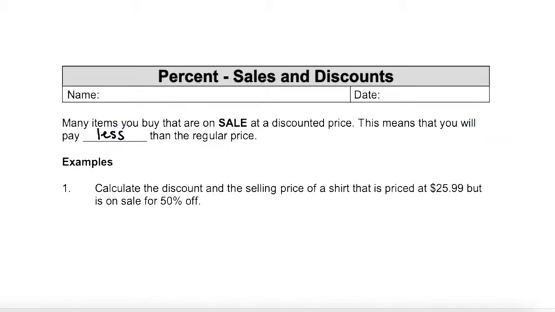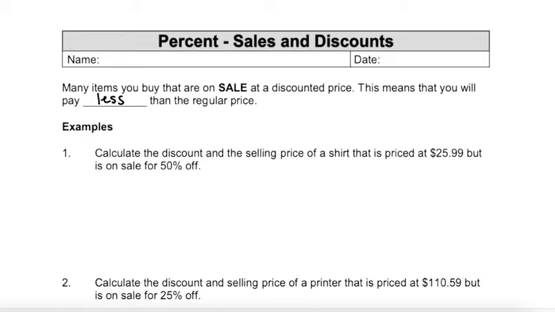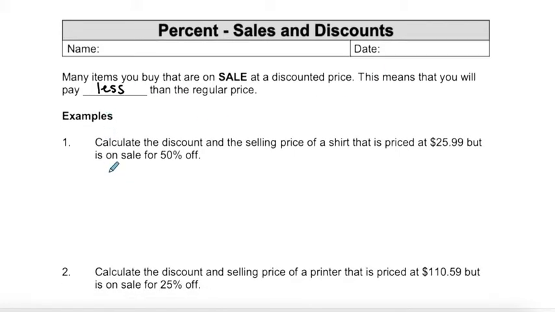So we want to calculate the discount and the selling price of a shirt that is priced at $25.99, but it's on sale for 50% off. So in order to do this, we need to find 50% of $25.99. So we are going to calculate the discount. So that's what we're doing first.